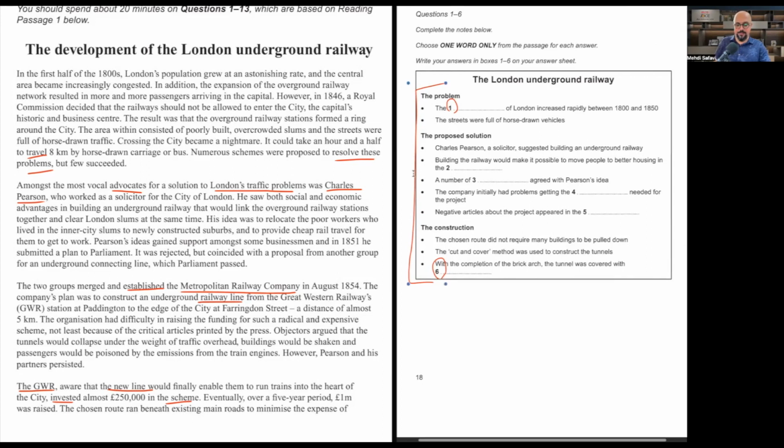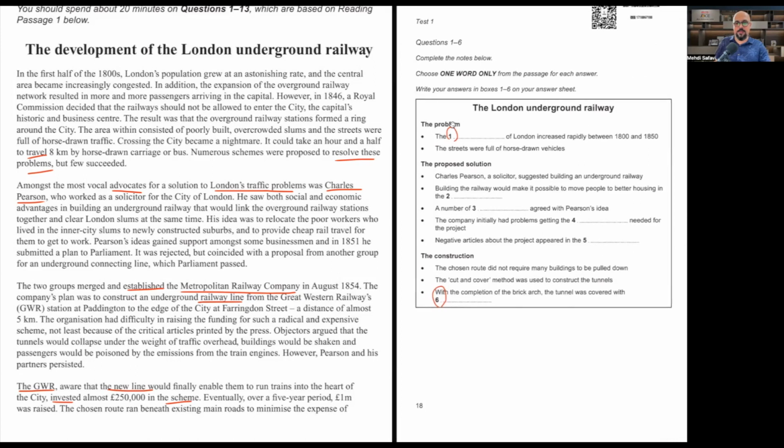Now, let's start with the notes then. Always remember to notice how many words you're allowed to write. There's always a limit. This is one word only, so I can't write more than one word. It says the problem. I remember where the problem was because we had a problem and solution here. But do we have any other clues? Yes, we do. There are years. If we find any of these years, we'll be happy. So we have this here, and I'm happy with that. It says something of London increased between these years. Okay, what increased? There's this year.